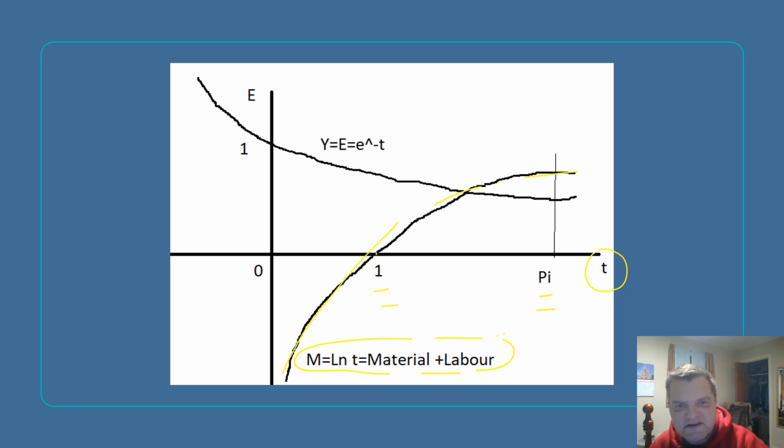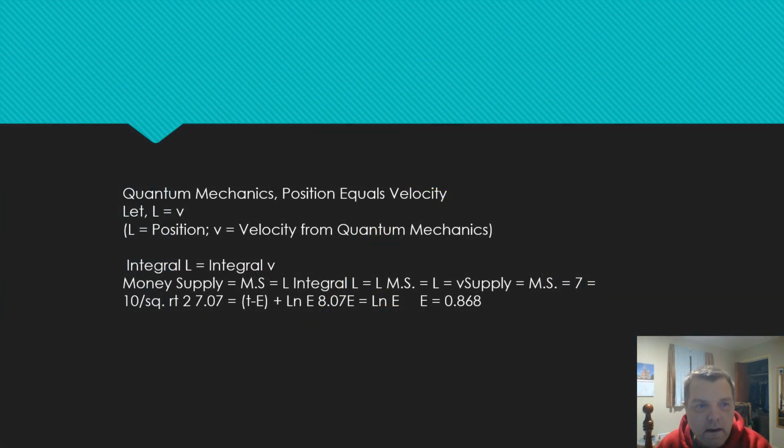So the universe exists starting at this point right here where the ln function crosses the x-axis at 1. Then the gross domestic product is E, and it's equal to e to the power minus t, exponential function. And right here is the critical point when t equals pi. So we let the position L, the distance L, equal to the velocity. L is the position and V is the velocity in quantum mechanics.